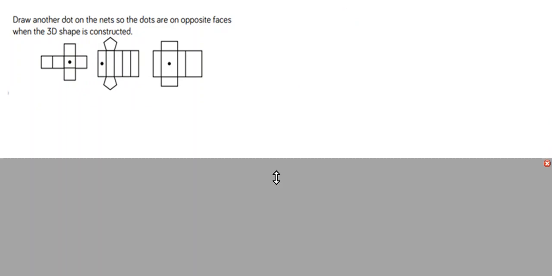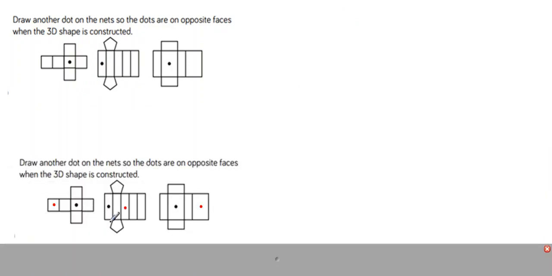Let's have a look then, shall we? So, for this one, the dot would be on this face because this one would be the one that folded over, so it would be opposite this one. On this one, the dot would be on this face here, so they would be facing each other. And then on this one, the dot would be here because that is the other largest rectangle, look. Okay, so they would be facing each other. Well done if you got that one correct.